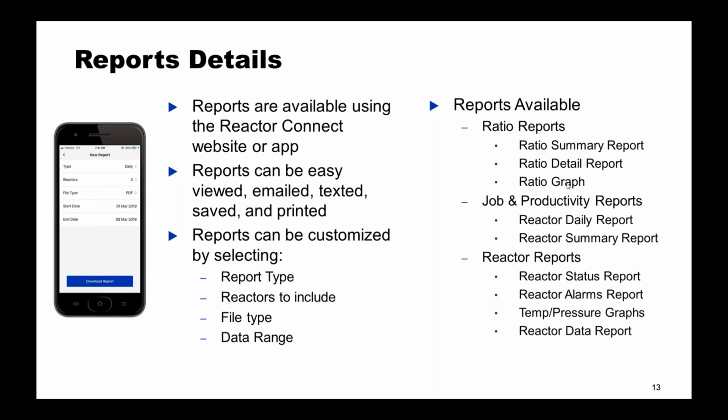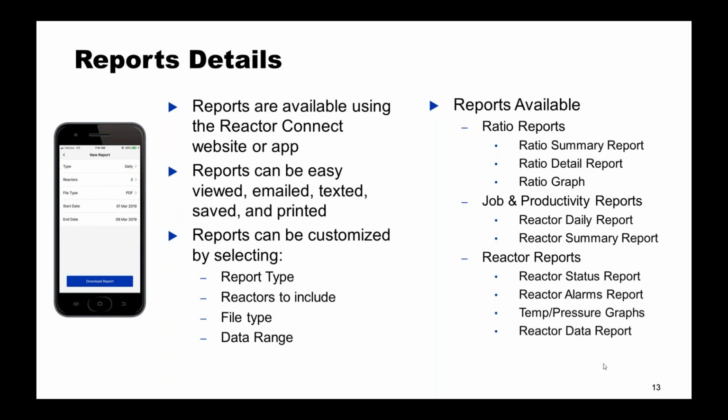I break the reports up into a couple different buckets. We have 3 different ratio reports, and I'm going to show you some examples of these reports here in a minute. We have both a summary and a detail ratio report, and we have a ratio graph. We have a couple reports that are date range driven to summarize the spray data. You can look at it on a daily basis, or you can look at a summary over a larger time period, and I'll show you those.